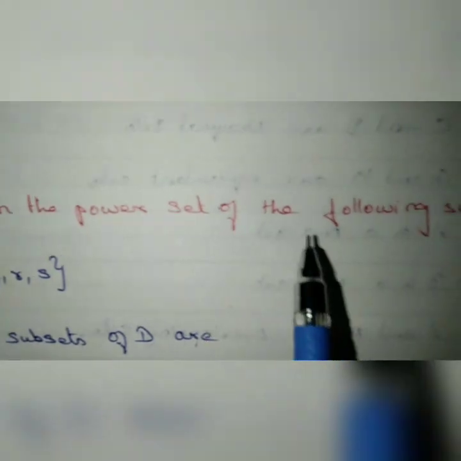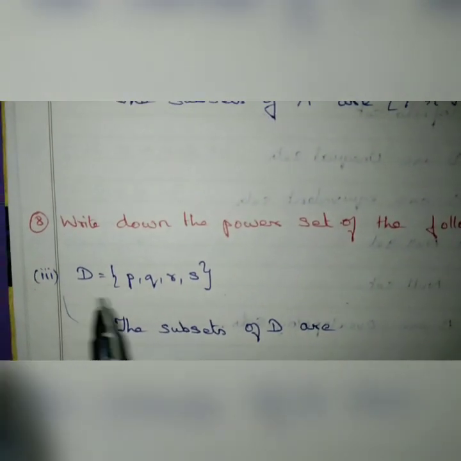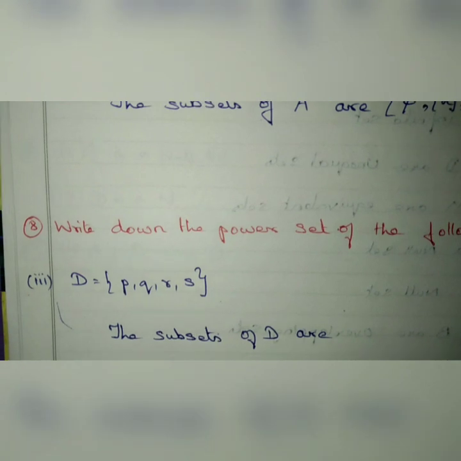Then we will do the 8th sum. Write down the power set of the following sets. D is equal to {P, Q, R, S}. We are asked for the power sets. First we will write the subsets of D.